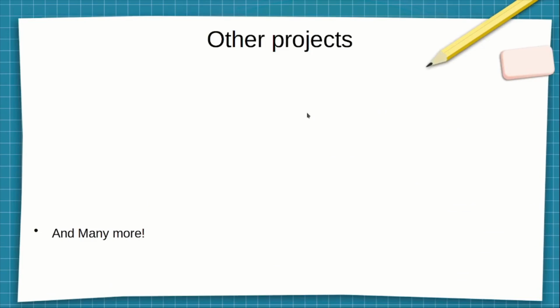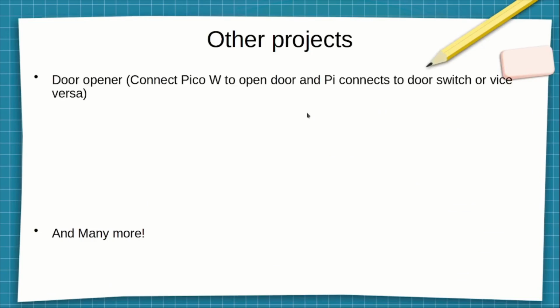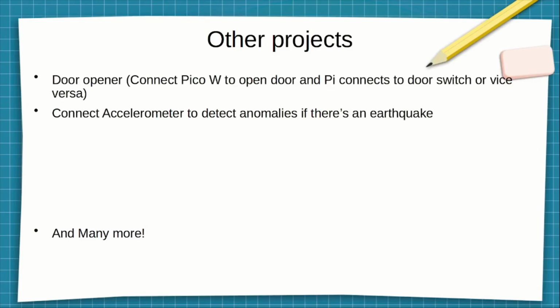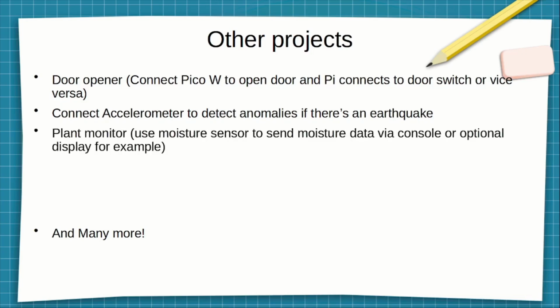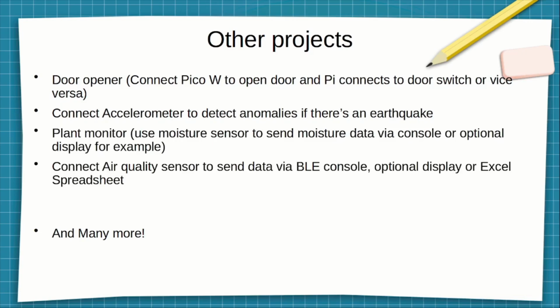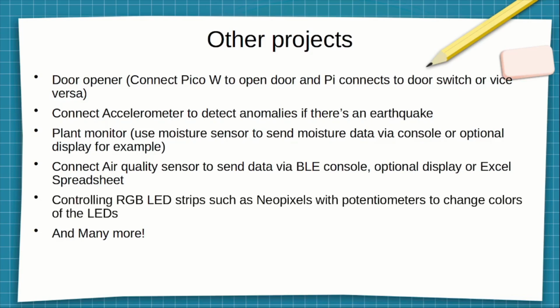So here are some other projects you can do. A door opener. Use an accelerometer to detect anomalies, for example, if there's an earthquake. A plant monitor. You connect an air quality sensor so that you can monitor air quality, and even use RGB LED strips such as neopixels with potentiometers to change the colors of the LEDs. For example, if you wanted to create a nice Christmas display, and so many more.